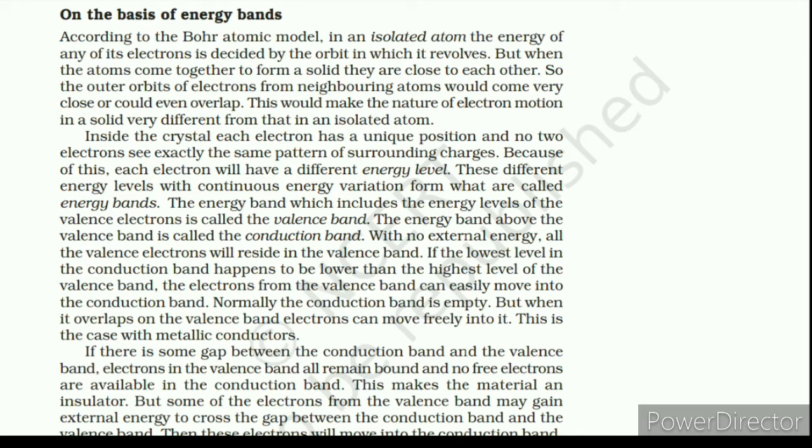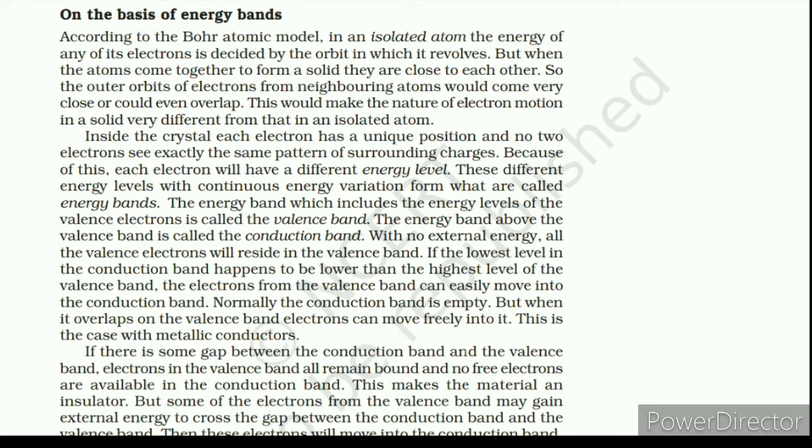At the same time, they will create vacant energy levels in the valence band where other valence electrons can move. Thus, the process creates the possibility of conduction due to electrons in the conduction band as well as due to vacancies in the valence band. Let us consider what happens in the case of a germanium or silicon crystal containing n atoms.